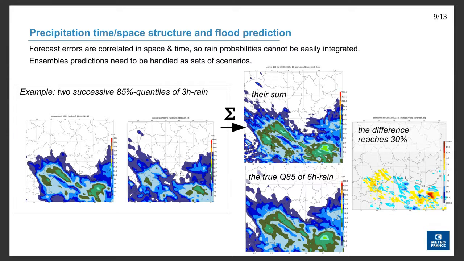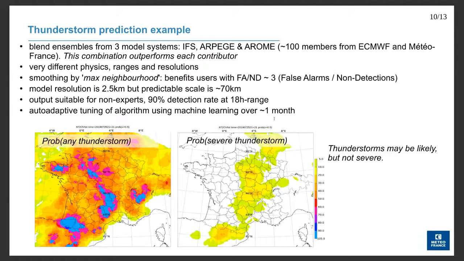So we will finish by 2 examples of pre-operational products that use these ideas. One about thunderstorms. This is a short-range forecast product of thunderstorms that is a blend between 3 ensemble prediction systems that are very different from each other in terms of forecast ranges, physics, and resolutions. An evaluation of this blend shows that it's much better than each of these systems taken in isolation, even after calibration.